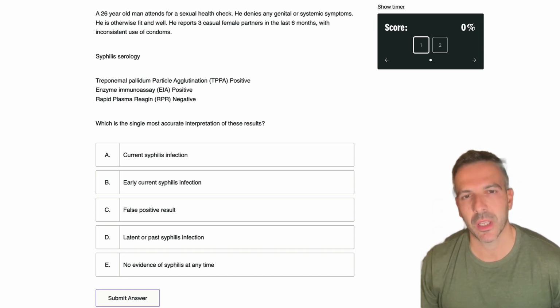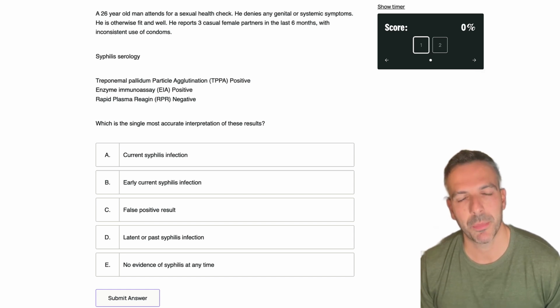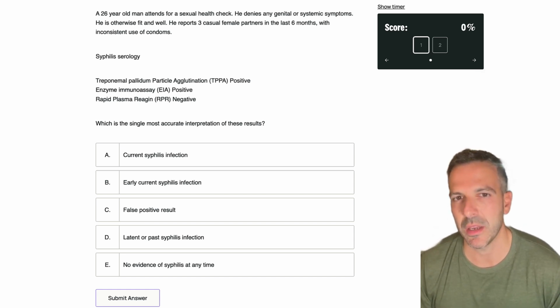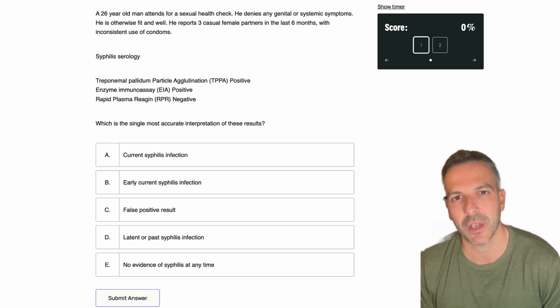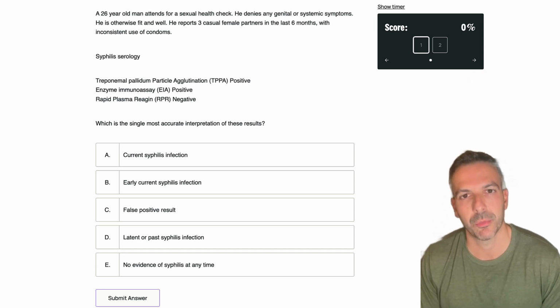RPR is a bit different and it can be positive. It takes about a month to become positive, and then it stays positive for about a year or so, and then it tends to decline, particularly if the patient has had treatment. So it starts off positive and then eventually goes negative.